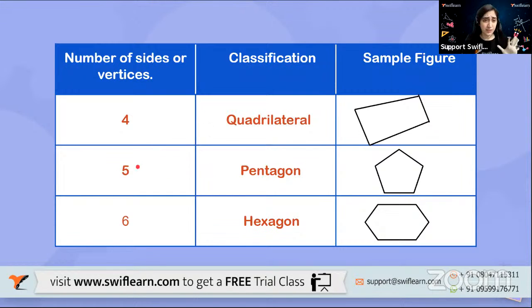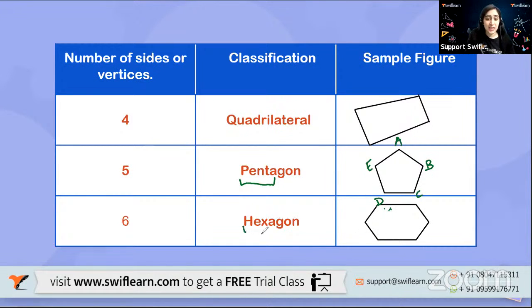How about 5 sides? Can we see? 1, 2, 3, 4, 5. So there are 5 sides, or we can say there are 5 vertices. A, B, C, D, E. So there are 5 vertices: vertex A, vertex B, C, D, E. So with 5 vertices or 5 sides, we call that figure a pentagon. So penta stands for 5. We'll remember it like this. Okay, penta stands for 5.